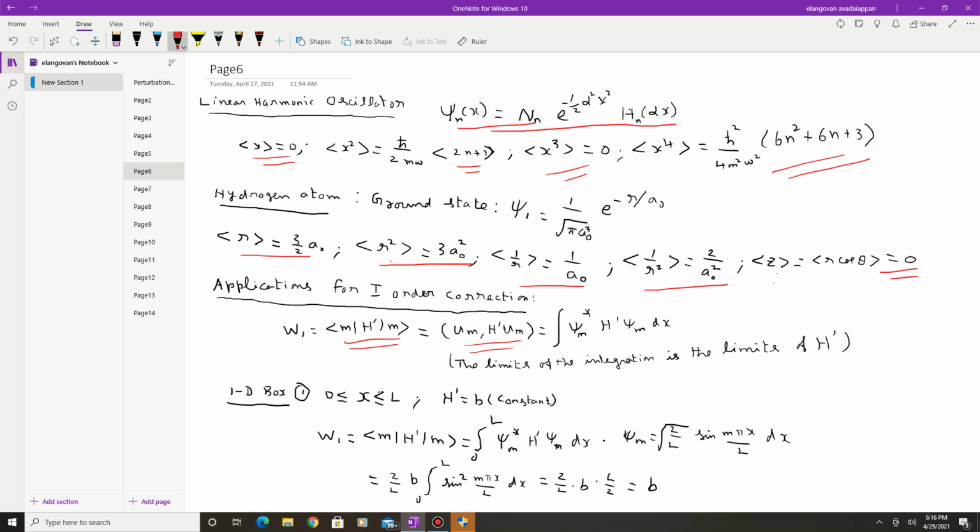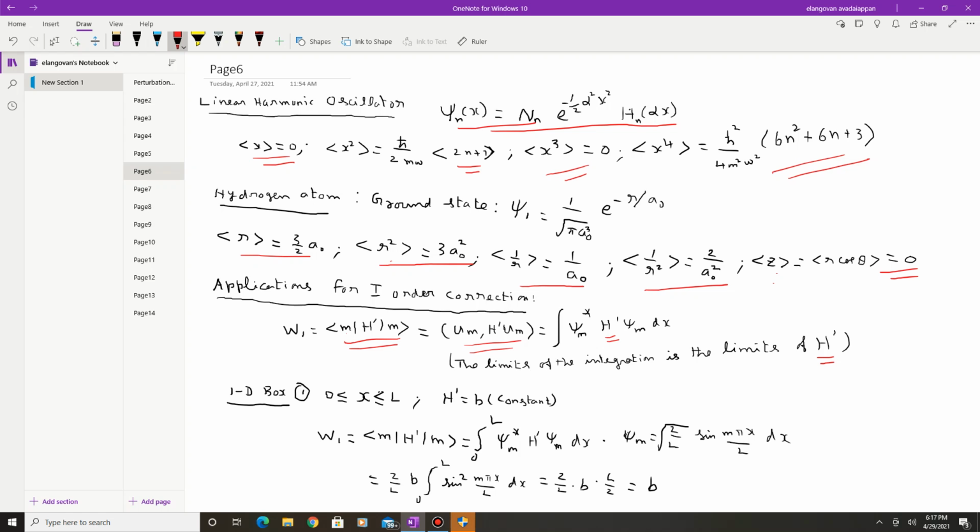All are having the same meaning. Using the Dirac notation or the bracket notation, this is the scalar product um comma h prime um, and this is the integral of psi m star h prime psi m. This is integral notation. But in all the cases, the limit of the integration is the limit of h prime. That is important. The limit of the integration is the limit of h prime.